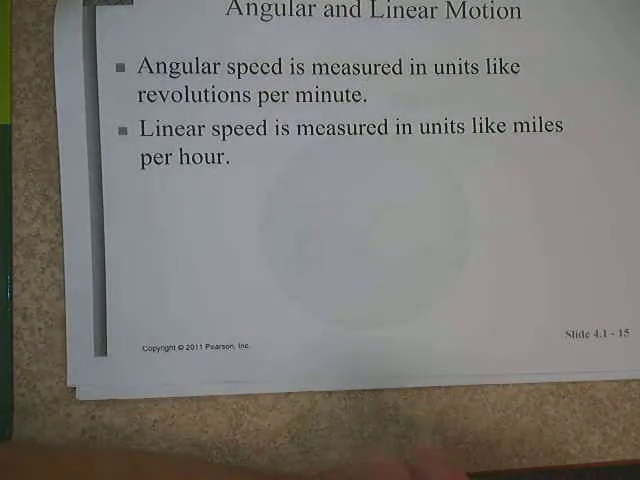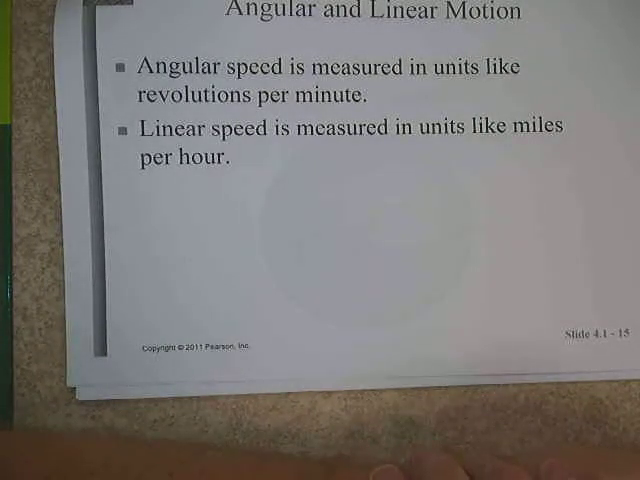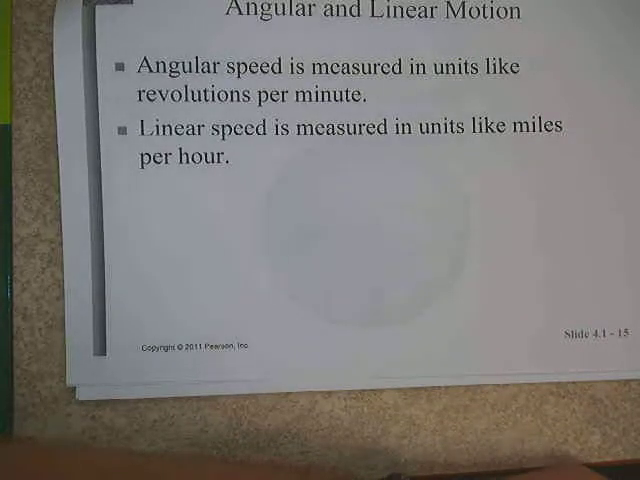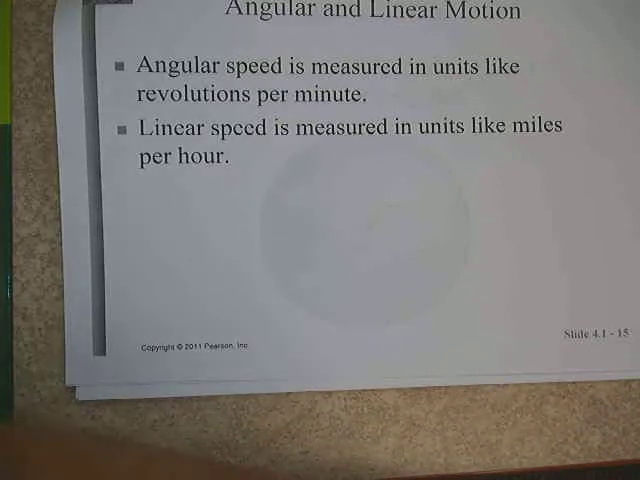Okay, I want to look at a couple things to finish up here. The next part is what we call angular or linear motion. Okay, when we talk about an angular speed, we're using units like revolutions per minute. And when we talk about a linear speed, we use something like miles per hour. Okay, if we're driving down the highway, we're going in a linear manner. But if you think about the wheels on your tire, what are they doing? They're going around in a circle.